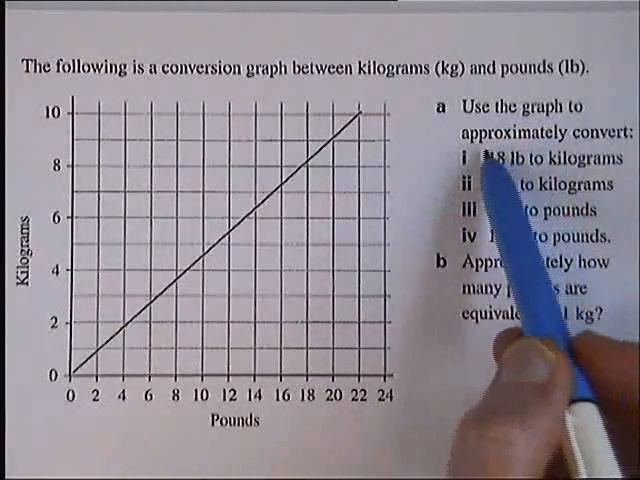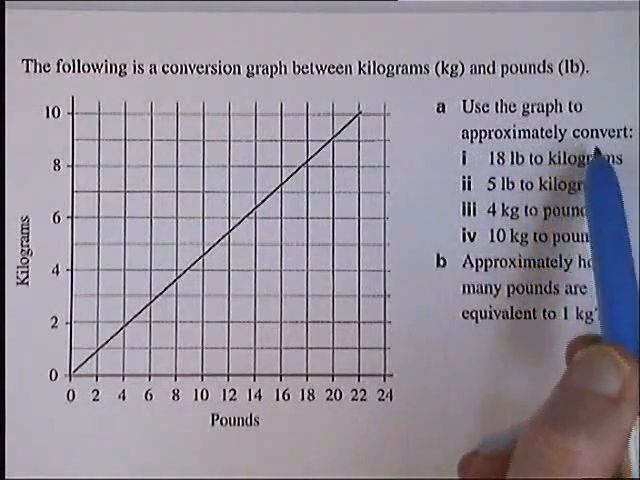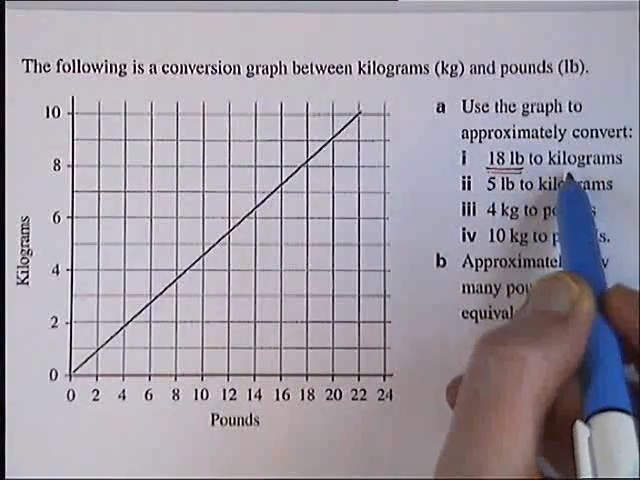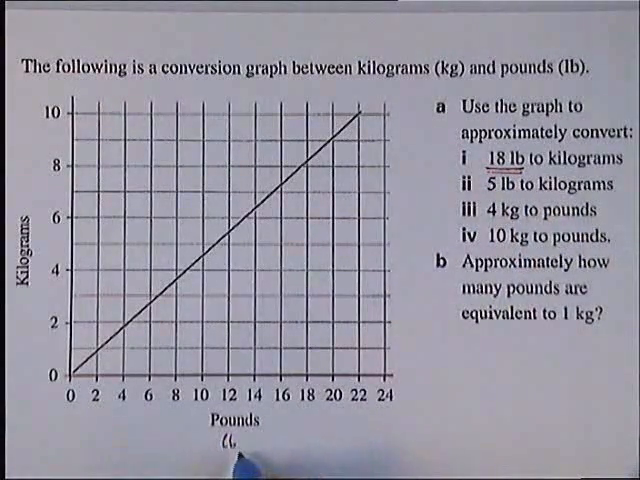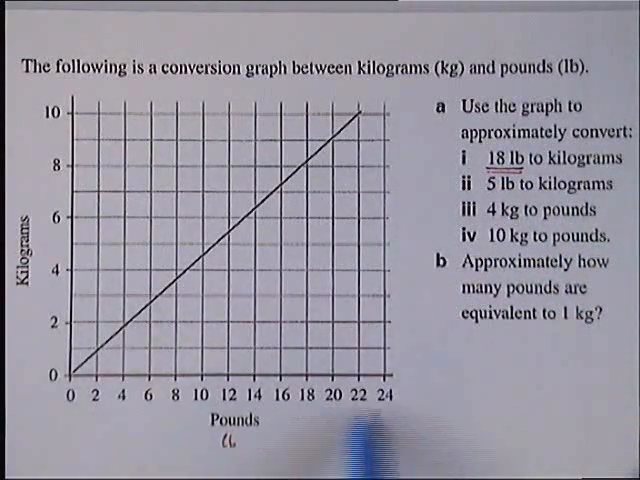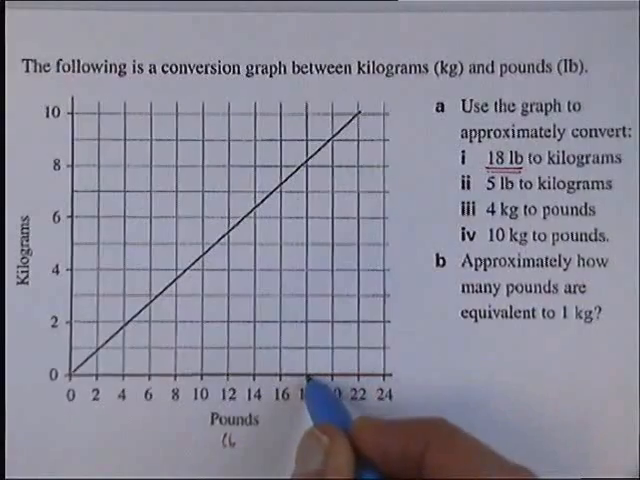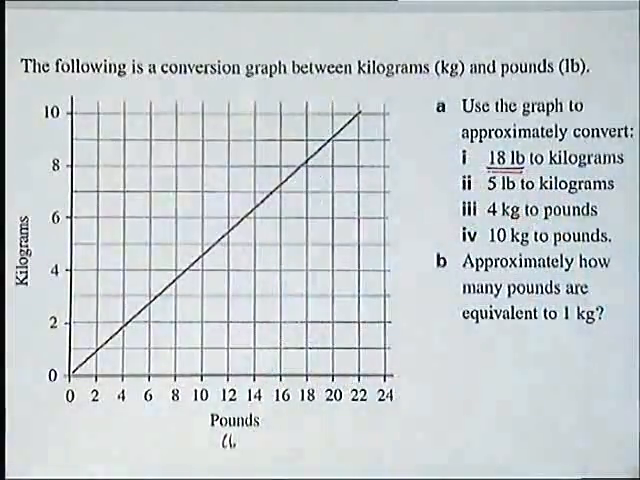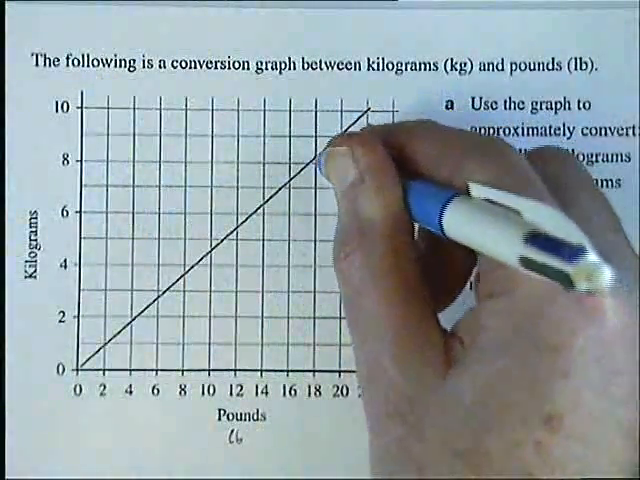It says use the graph to approximately convert, so we haven't got to be exact, but we've got to be as close as we can, to approximately convert 18 pounds to kilograms. So the number we've been given is a pounds number. That LB symbol there is actually an abbreviation for pounds. So we come and find our pounds line on our graph, our pounds axis, which is this one here. We find where 18 is, and then we go up until we come to our line on our graph, our main line. So if I go up from 18, I end up here where the point of my pen is.